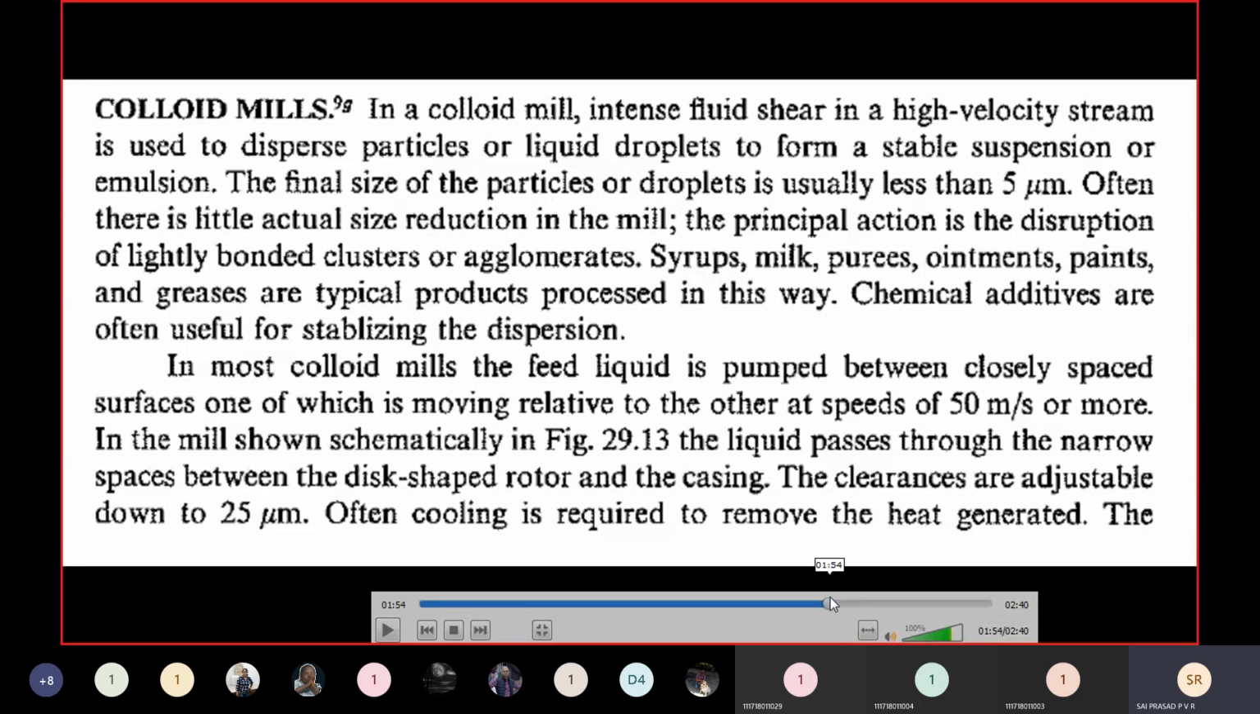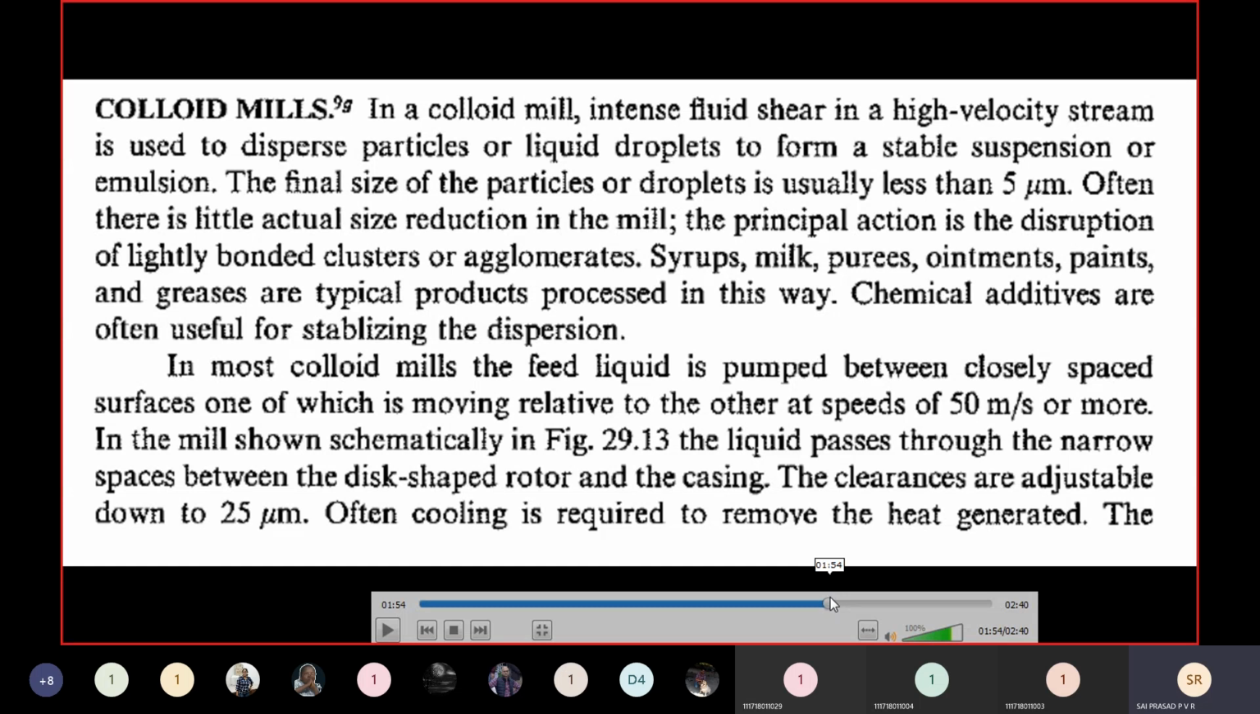Chemical additives are often useful for stabilizing the dispersion, because after mixing is over, if time is more and settling takes place, the product may not be accepted by the consumer. So stabilizers are also added. In most colloid mills, the feed liquid is pumped between closely spaced surfaces, one of which is moving relative to the other at a speed of 50 meters per second or more. In the mill shown in the diagram, the liquid passes through the narrow spaces between the disc-shaped rotor and the casing. The clearance is adjustable down to 25 micrometers.